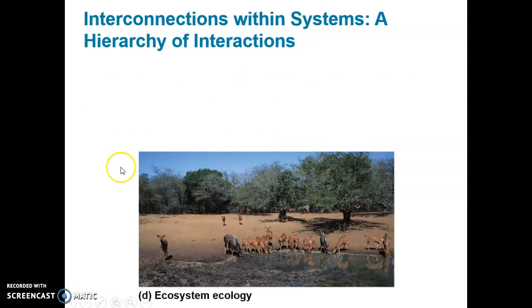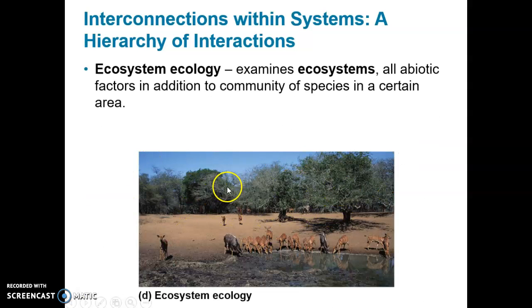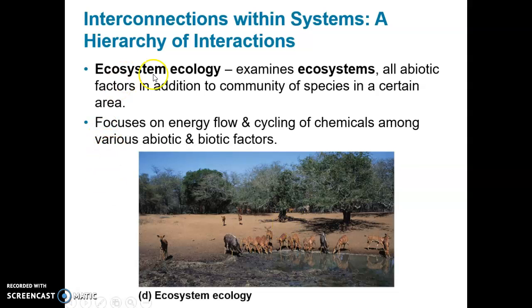Then if we throw in the abiotic component of the environment, we get into ecosystem ecology. This examines the ecosystems, all the abiotic factors in addition to the community of species in particular areas and how they all interact with each other. And it gets very complicated. So this level focuses on energy flow and cycling of chemical nutrients among various abiotic and biotic factors.